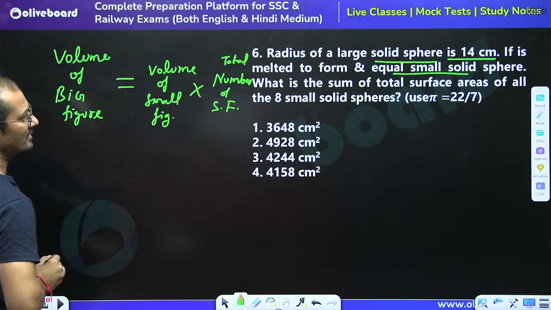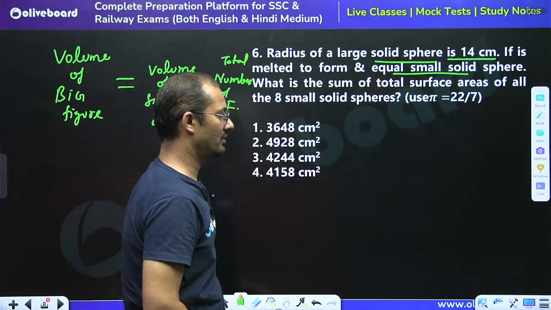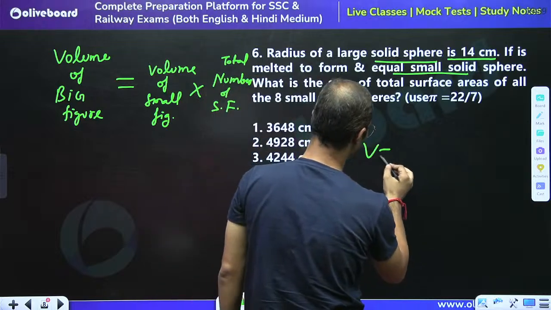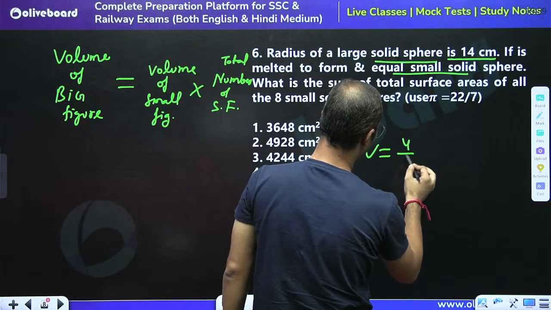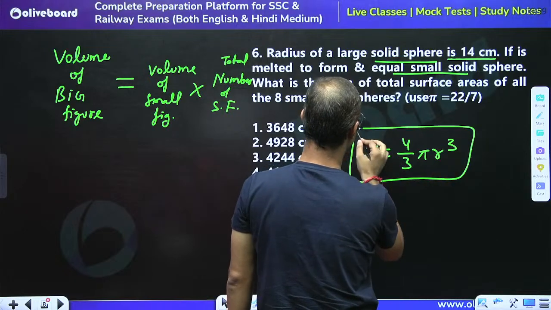So here, what is the volume of a sphere? This is 4 upon 3 pi r cube, right? So this is the volume of a sphere.